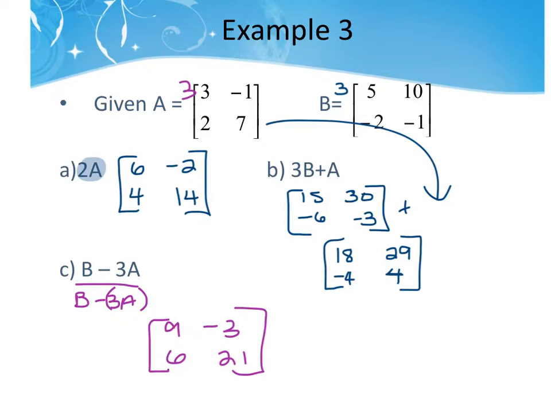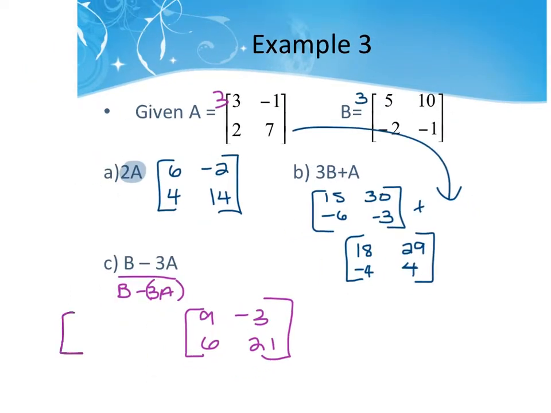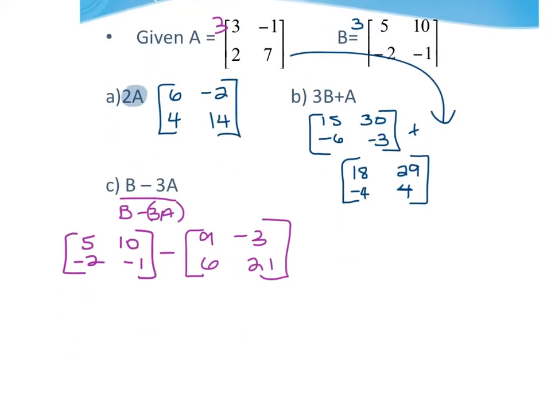And then do B minus that. So B is 5, 10, negative 2, negative 1, minus. So individual entries would be 5 minus 9, which is negative 4. 10 minus a negative 3 becomes 10 plus 3, or 13. Negative 2 minus 6, negative 8. And negative 1 minus 21 is negative 22.